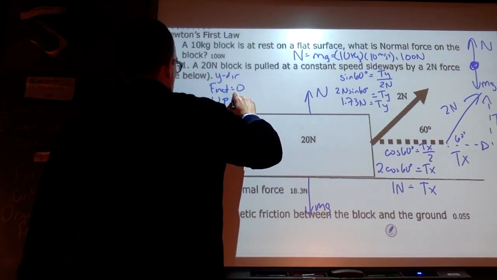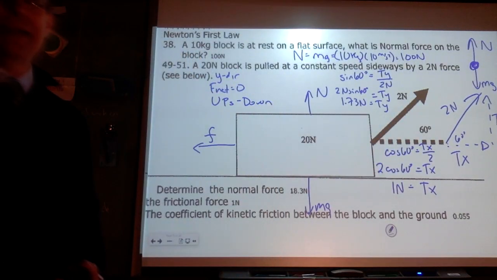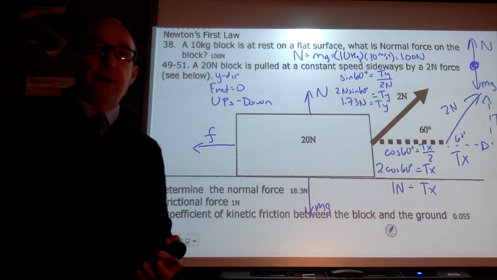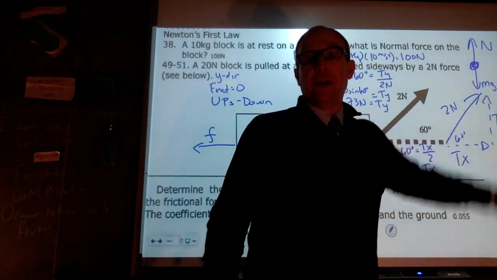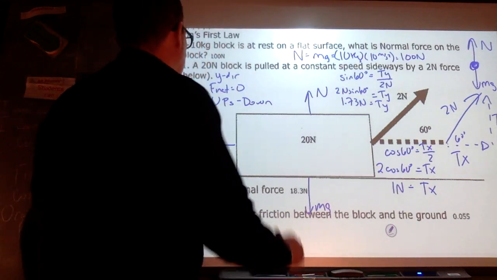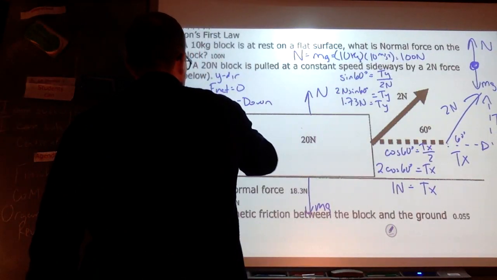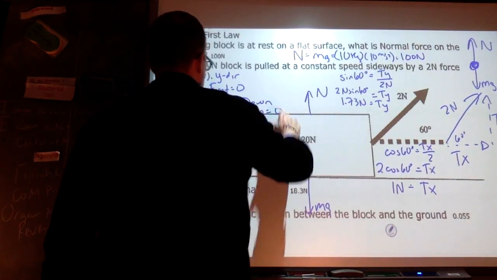And we're going to take the forces up minus down. In this case, there's two things up. Normal's up and Ty is up. When you pull like this, you're pulling up a little bit. Part of it, you're lifting it up. The normal doesn't have to be as much. So this is going to be Ty plus n minus mg is equal to 0.